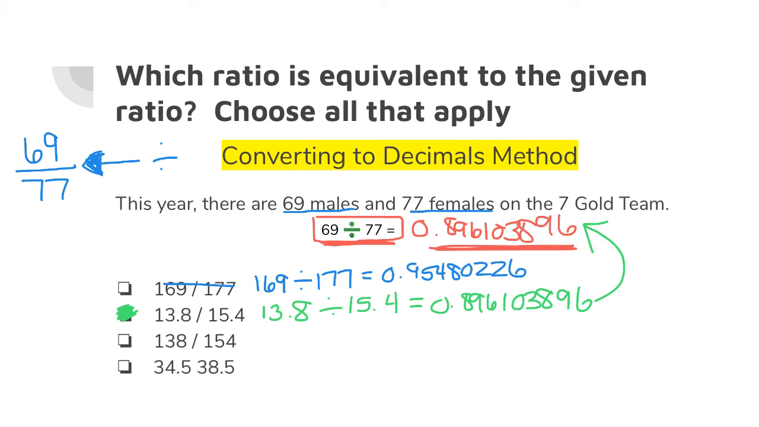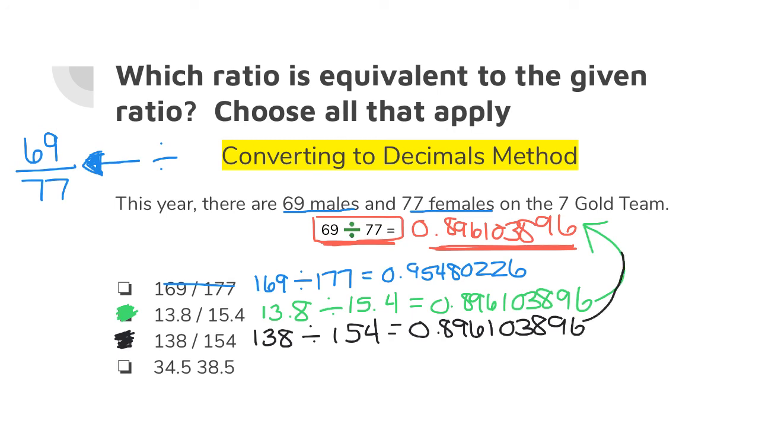Okay, well, what happens if we get rid of the decimal? Does that make a difference? Well, let's find out. 138 divided by 154. That does not make a difference. This is also an answer. Comes up to be this exact same thing.